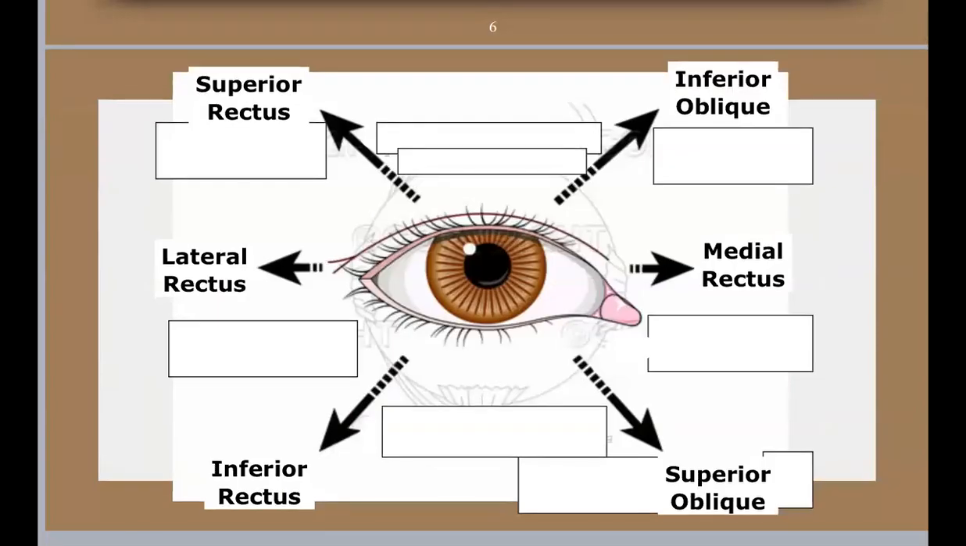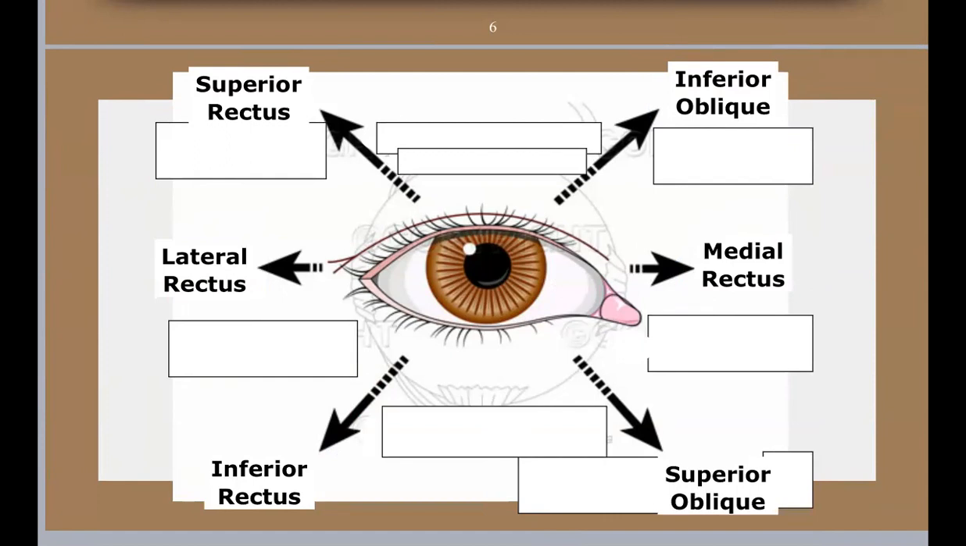Here, I want to know the cardinal positions. In the cardinal positions, one muscle is isolated in each position. Here it is the medial rectus in adduction, and here it is the lateral rectus in abduction. Look at the superior and the inferior positions.